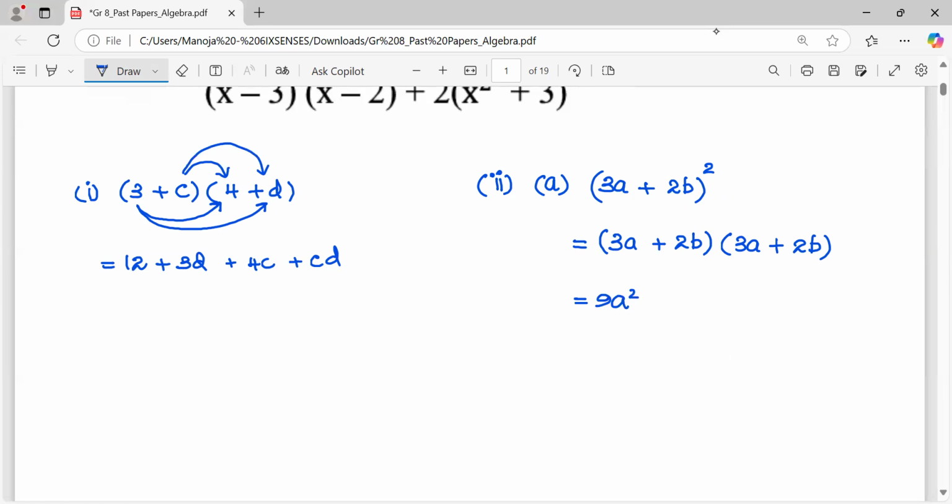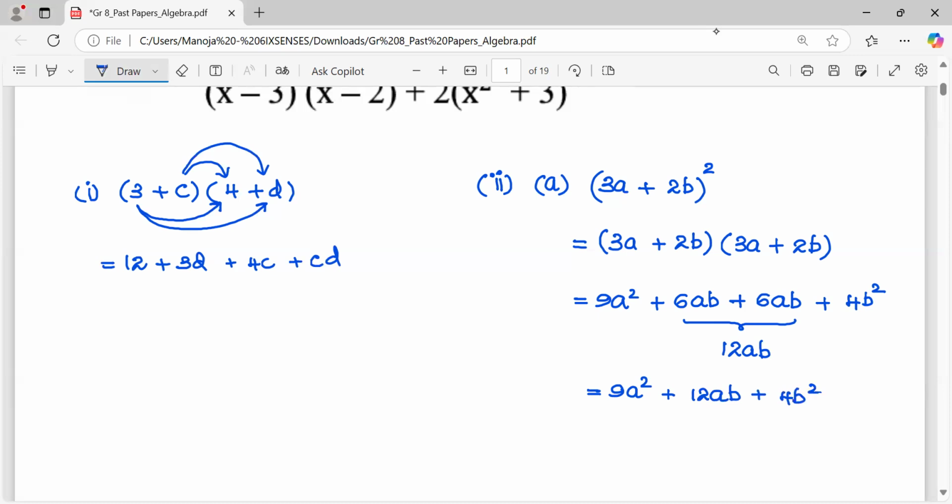Then 3a times 2b. How do you write 3a times 2b? It is 6ab. Then I have 2b times 3a, so again it is 6ab. Then 2b times 2b, it is 4b squared. Now we do have like terms, 6ab and 6ab. When you add them together, that becomes 12ab. And here I have 9a squared plus 12ab plus 4b squared.